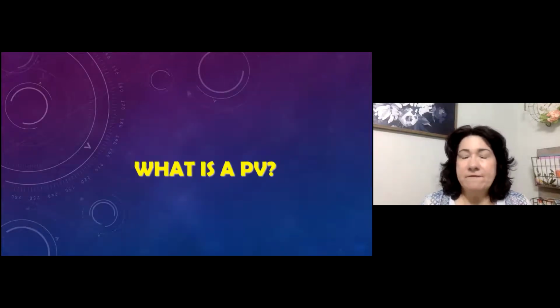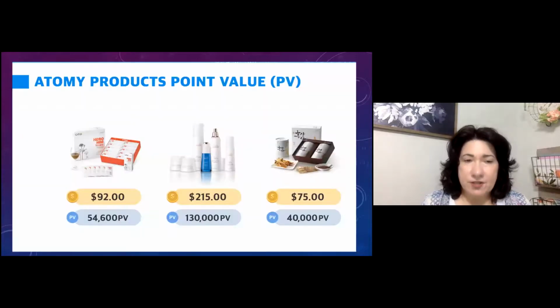So what is PV? Well, when you go into the shopping mall, PV is a point value. That's not a foreign term to people who have done some form of MLMs before, but it might be a new term if you've never done that before. So you'll see that a box of HemoHim costs $92 US, and in the USA, we get 54,600 PV for every box of HemoHim that we buy. The absolute set gives you 130,000 PV when you buy that.